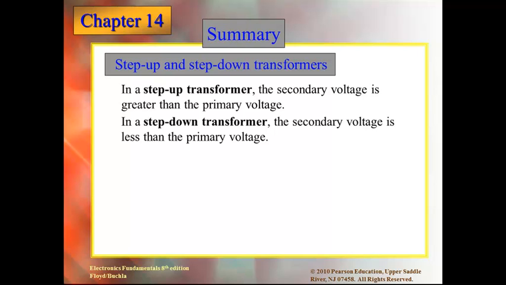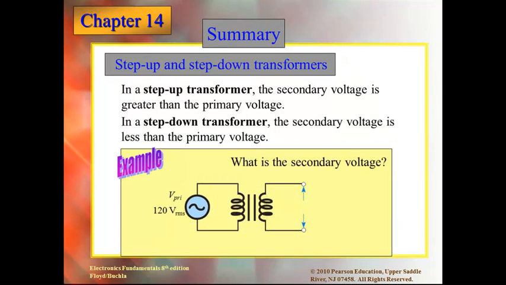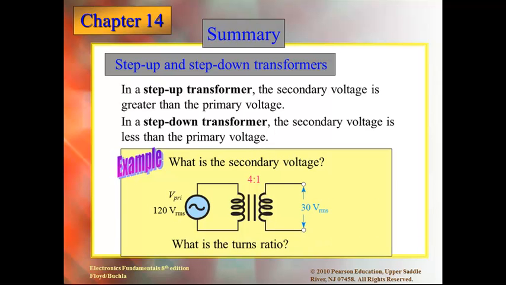Utilities tend to send the power on the power lines at a very high voltage, or at least at higher voltages, so that they get less I squared R losses. And then with transformers, it is stepped down to voltages that we can use. Example here, we have a transformer with a 4:1 turns ratio, 120 volts on the primary. It means there would be 30 volts available on the secondary. Again, turns ratio is 4:1.